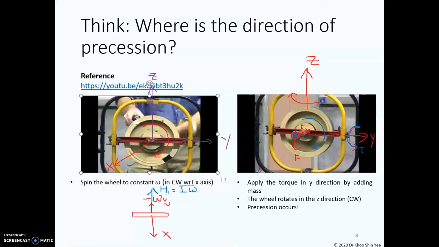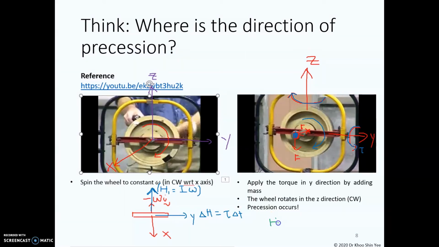So why does the wheel rotate in this direction, which is clockwise of the z-axis? To know this result, let's perform the analysis here. You know that the angular momentum for the initial wheel is in this direction. Later you add the torque, which is in the y direction. The torque will cause a change in angular momentum, which is equal to the torque multiplied by the small duration of time.